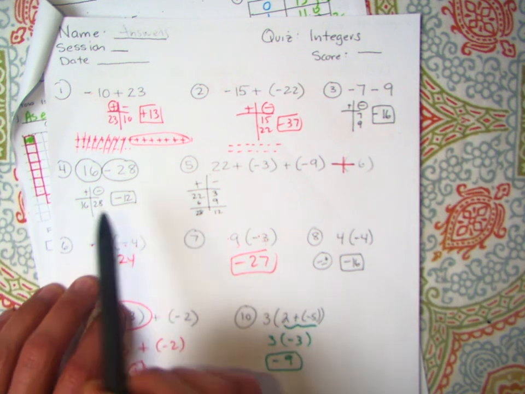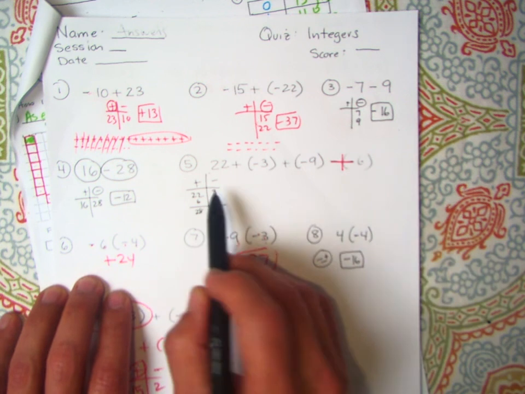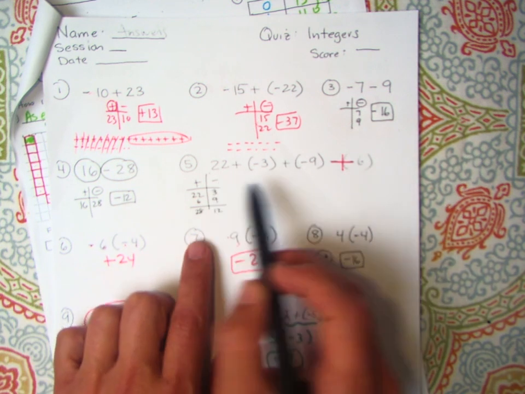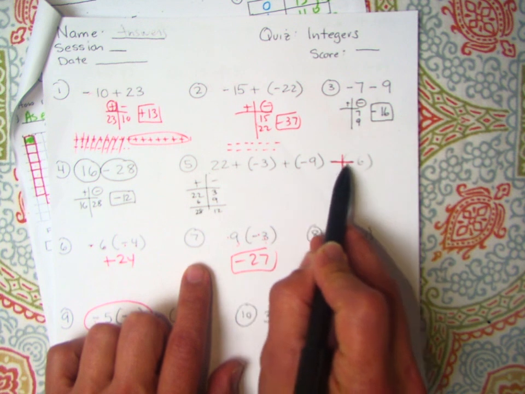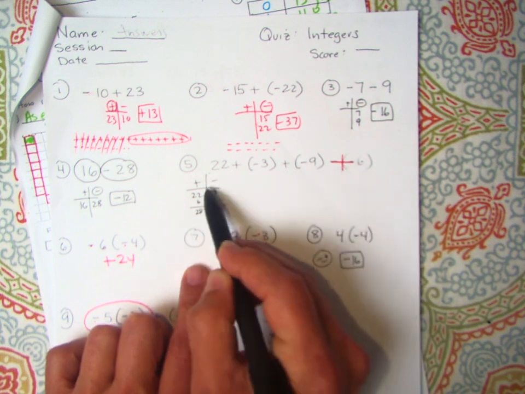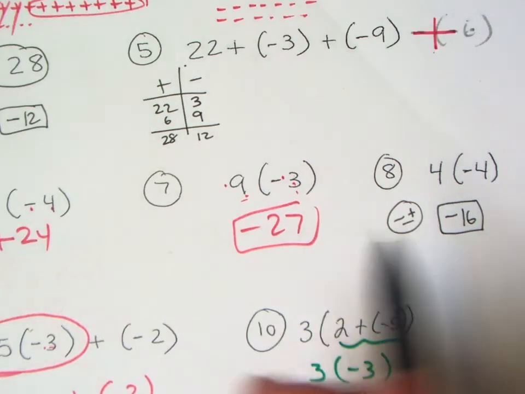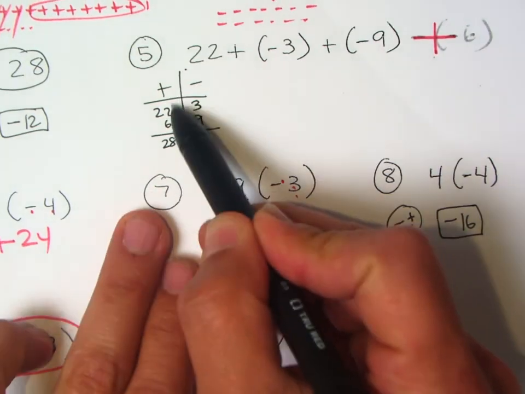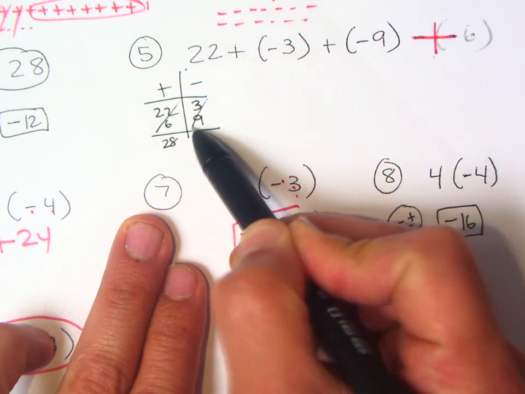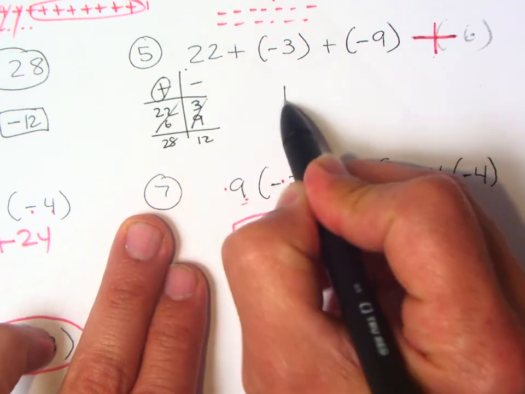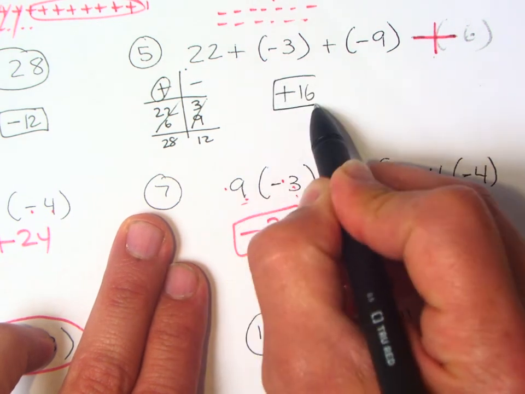So just want to let you guys know we did go over these answers. Just remember we didn't go over this answer, number 5. So 22 plus -3 plus -9 plus 6. If you do the T-chart, right, if you can see it, there are 28 positives and 12 negatives. So the winner, my answer will be positive, and they won by 16 because I subtract.